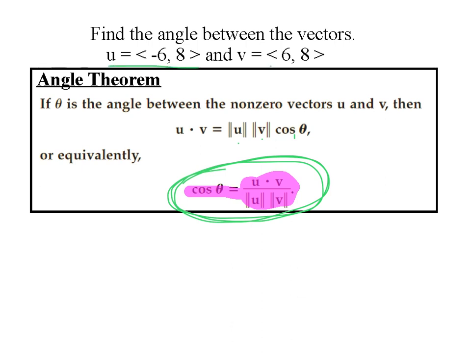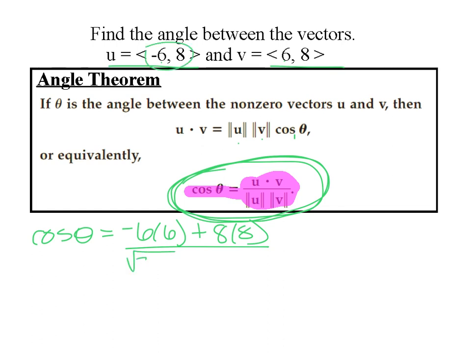So if these are our two vectors here, -6, 8, and 6, 8, what you're going to do is set this up: cosine theta equals the dot product of those two vectors, so negative 6 times 6 plus 8 times 8, and then all over the product of the two magnitudes. So the magnitude of u is going to be the square root of 36 plus 64 times the square root of 36 plus 64.